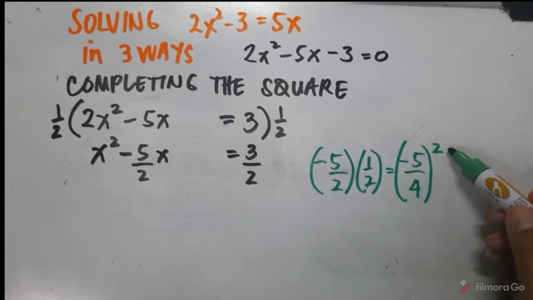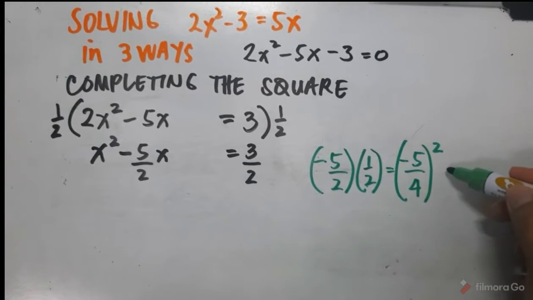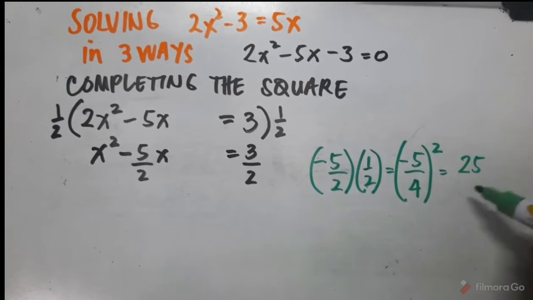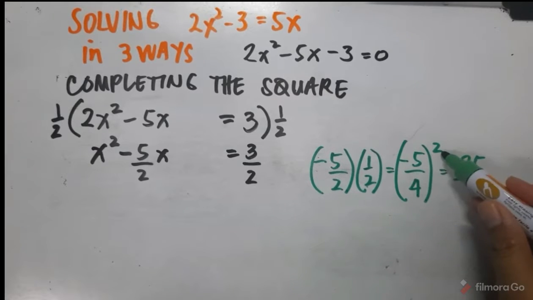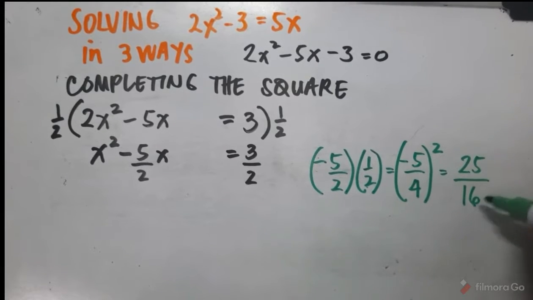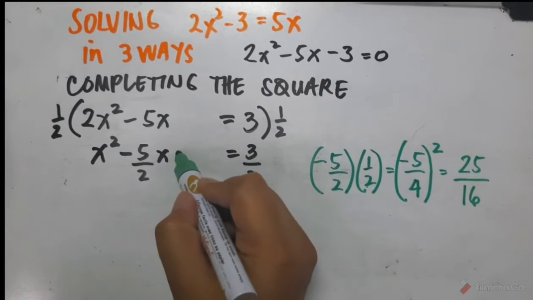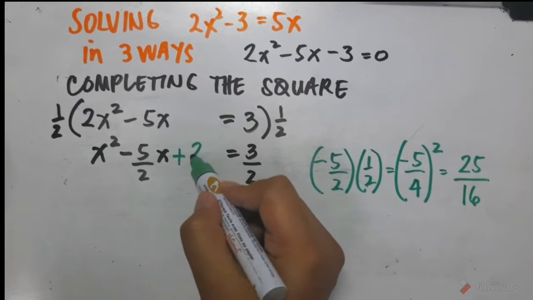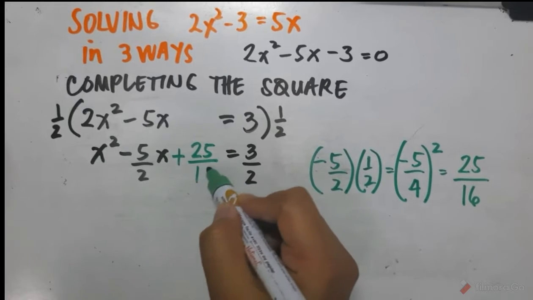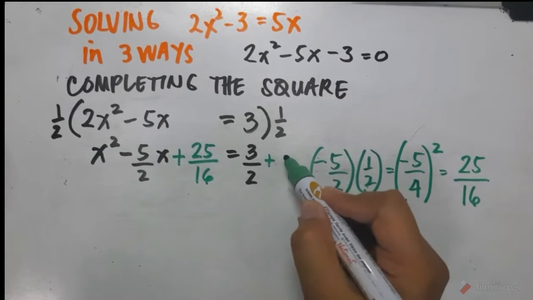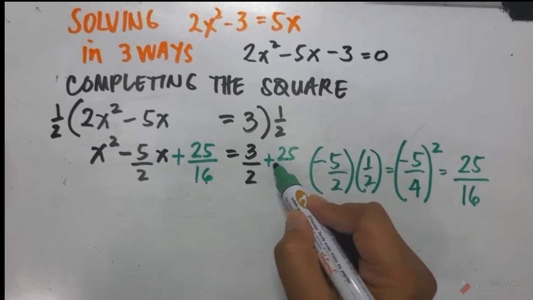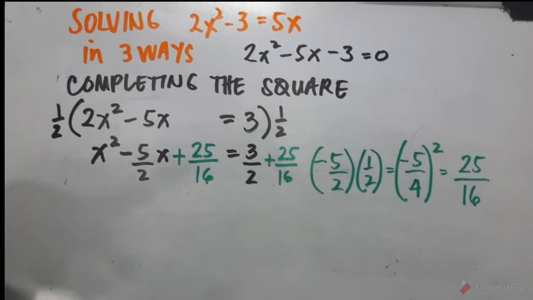So negative 5 squared is positive 25, and 4 squared is positive 16. This is the one that will complete a perfect square trinomial. So this will be positive 25/16. Don't forget to add it on both sides of the equation.